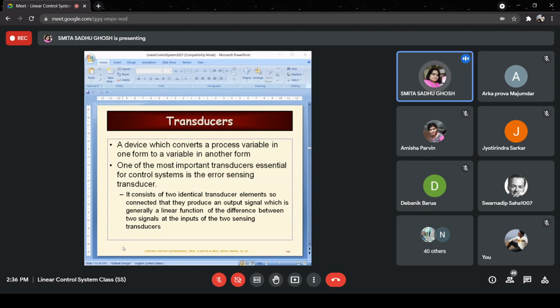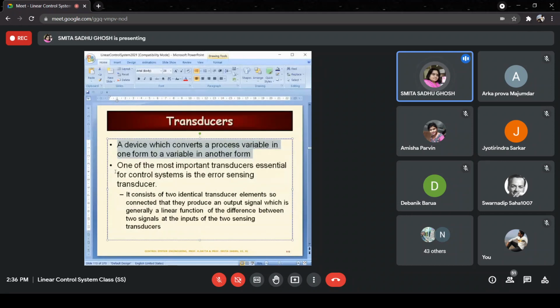Basically, there's a more generalized definition: not only from a non-electrical to an electrical quantity, but from one form of a signal to another form is what we say a transducer is. So it may be that we are converting from an electrical quantity to a mechanical quantity, namely position, or vice versa, meaning maybe an angular velocity is being converted to an equivalent electrical signal. A device which does that conversion is called a transducer. So you can see over here, a device which converts a process variable in one form to another form. I'm sure you are already familiar with that.